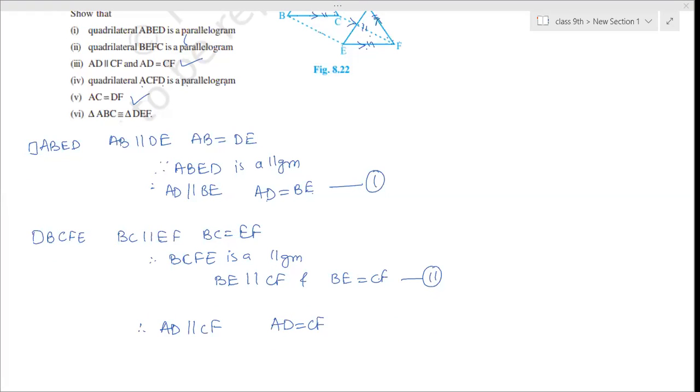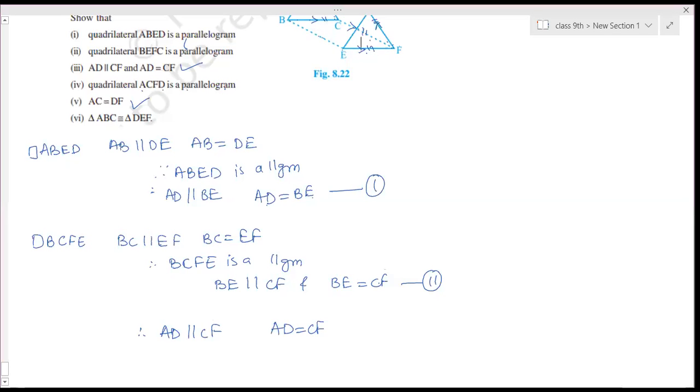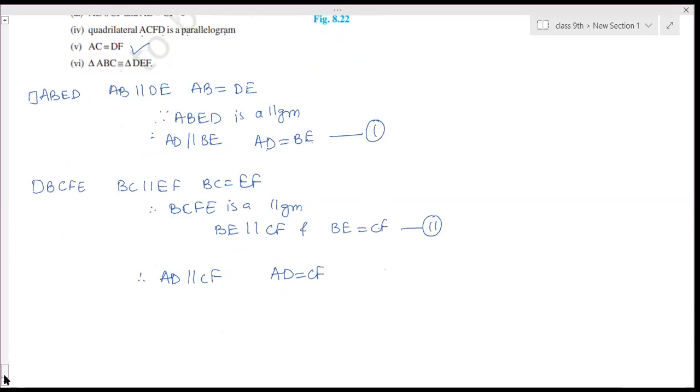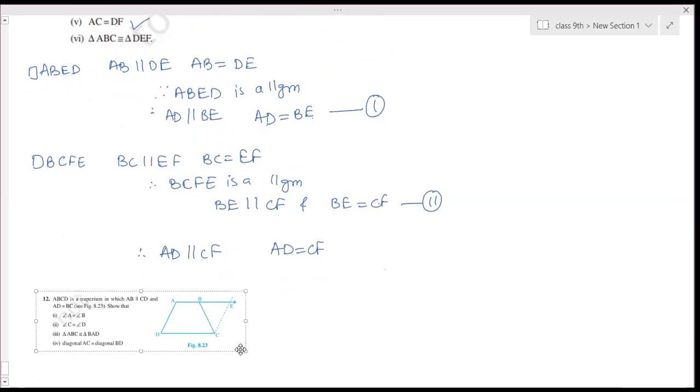9, 10th, 11th, 12th. These questions are asked for 4 marks. Any one of these 4 will be there in your exam for 4 marks. Ma'am, but 10th is very small.